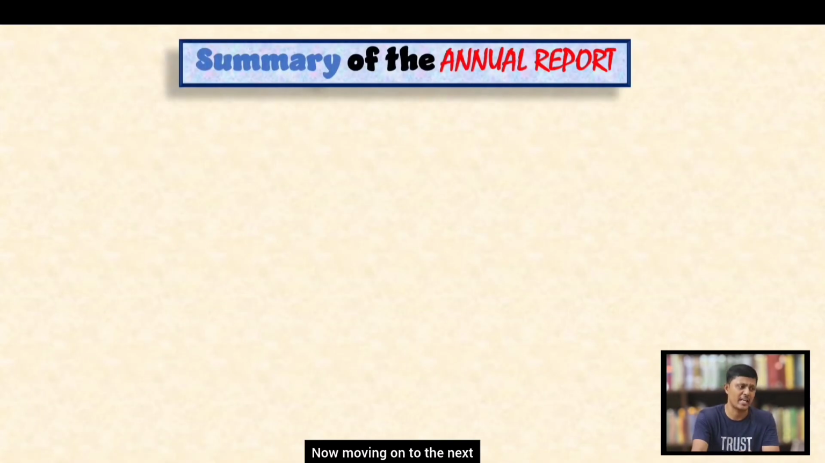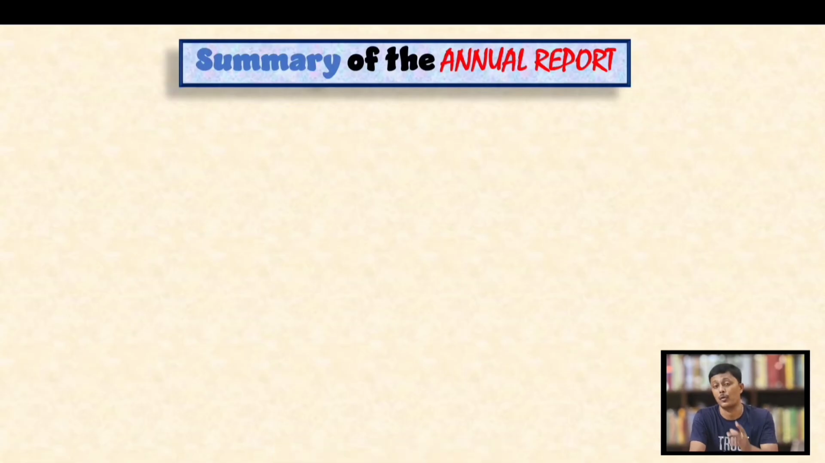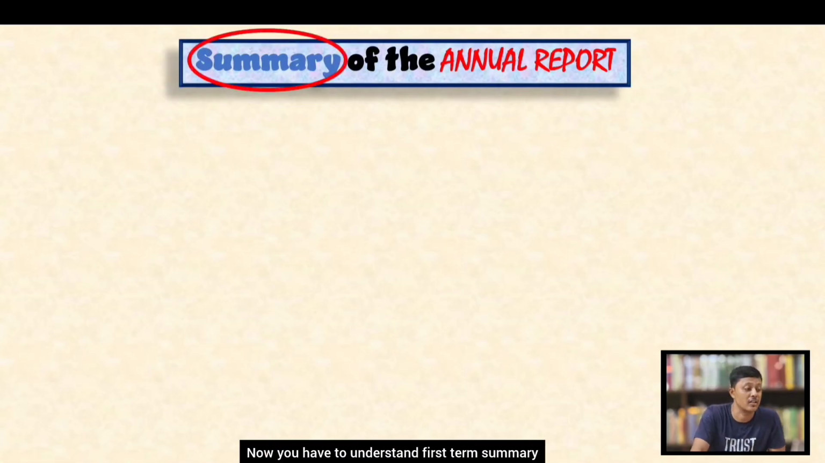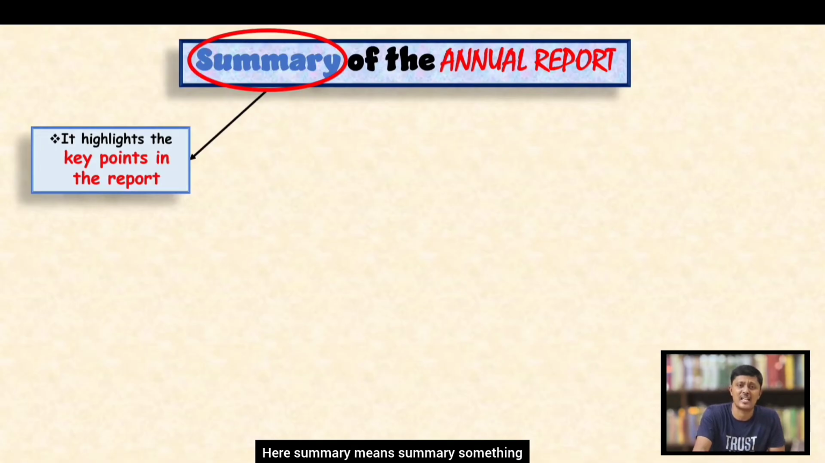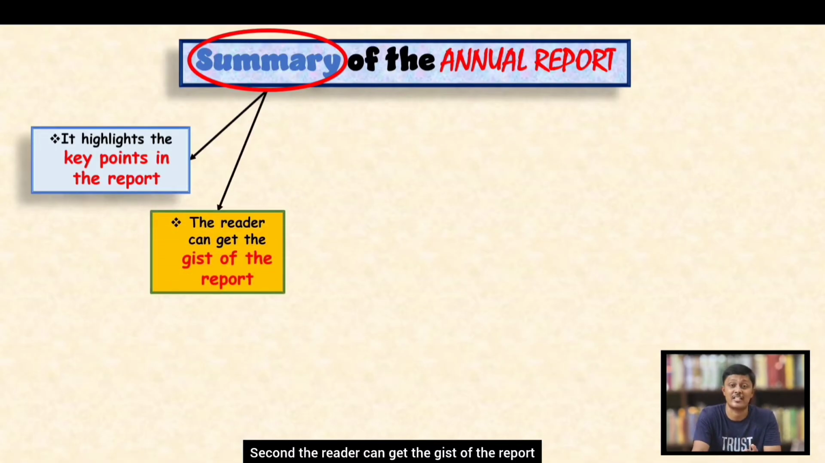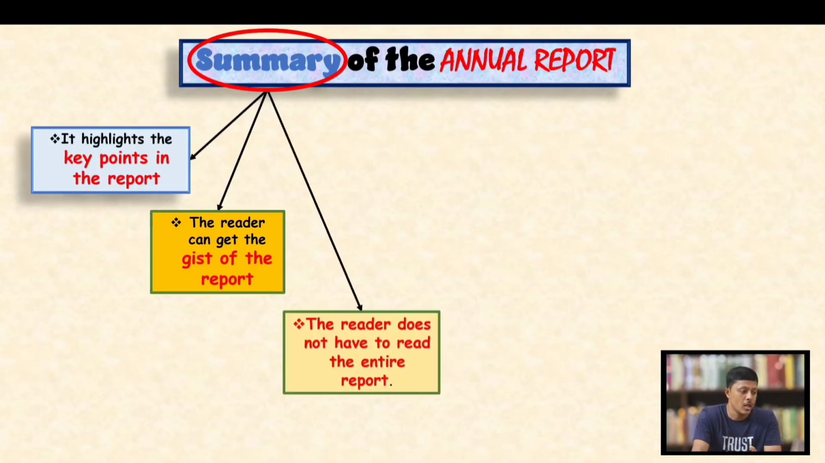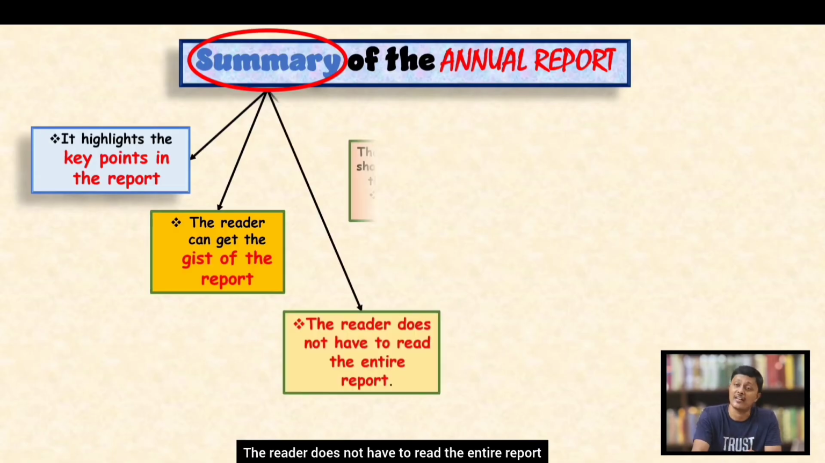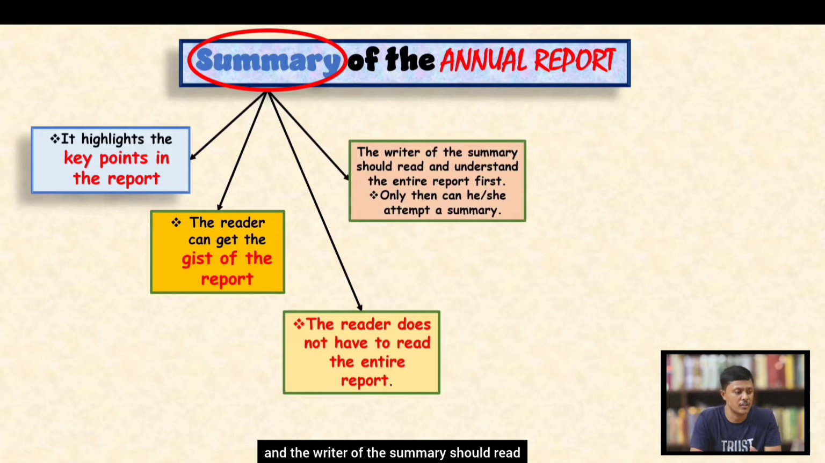Now, moving on to the next, what's the summary of an annual report? First, you have to understand the term summary. Summary is something which highlights the key points in the report. Second, the reader can get the gist of the report. Third, the reader does not have to read the entire report, and the writer of the summary should read and understand the entire report first. Only then can he or she attempt to write down a summary.